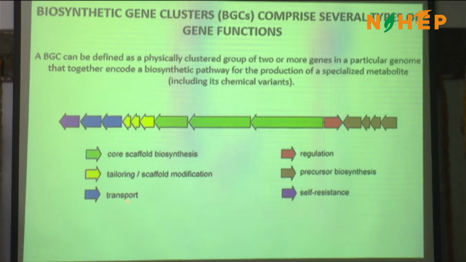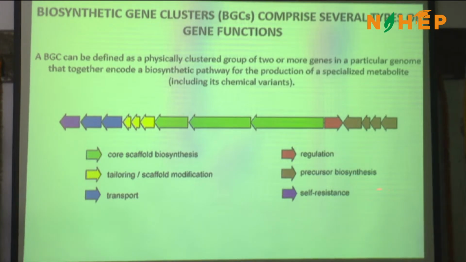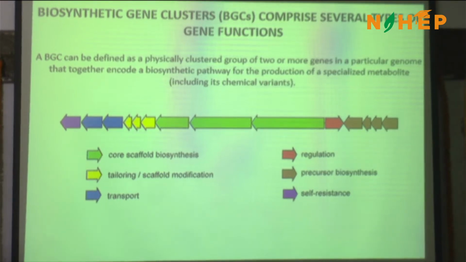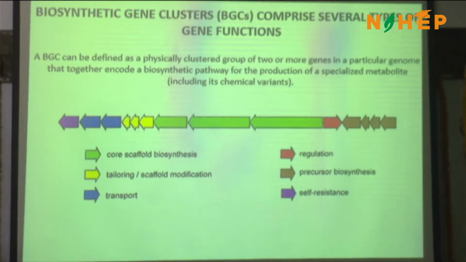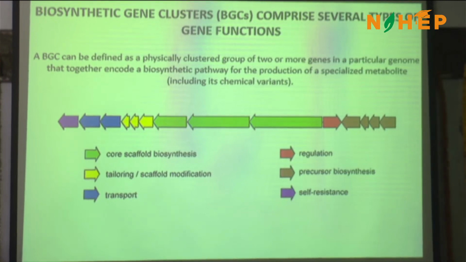So there are also genes involved in the transport, because it needs to go out of the cell, the regulation for the production, even precursors for the biosynthesis, and something quite important is that it should also have the genes involved in the resistance to this secondary metabolite, okay?